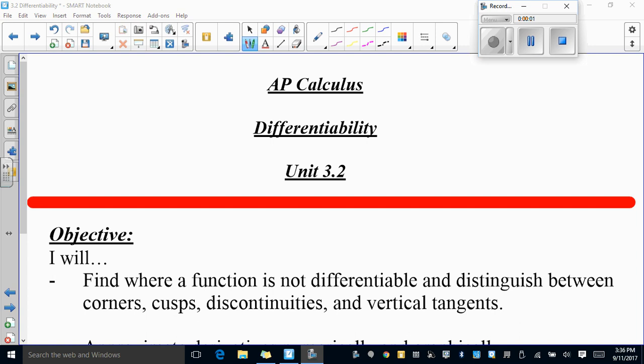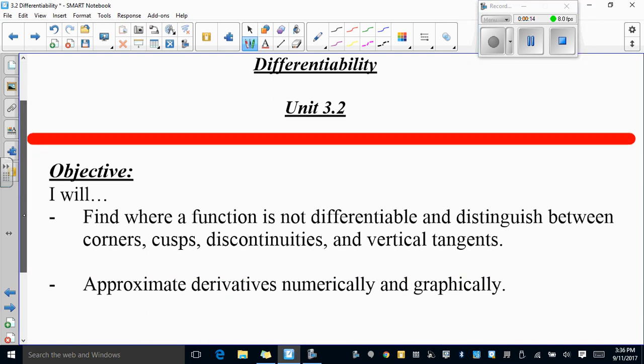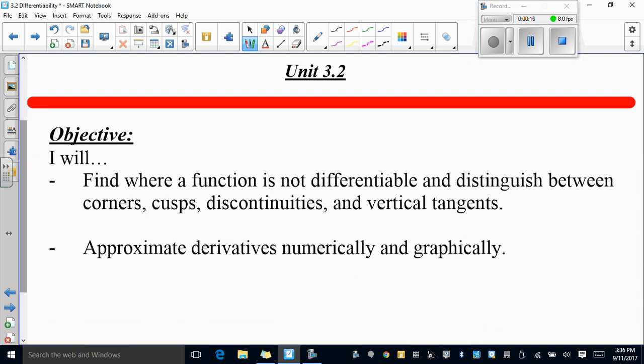All right, Unit 3.2, differentiability. Before we get into the rules of derivatives, we have to look at what can be or cannot be differentiable. So the objective today is to find where a function is not differentiable and distinguish between corners, cusps, discontinuities, and vertical tangents. That's what we're going to work on today. Day 2, we'll work on approximating derivatives numerically and graphically.